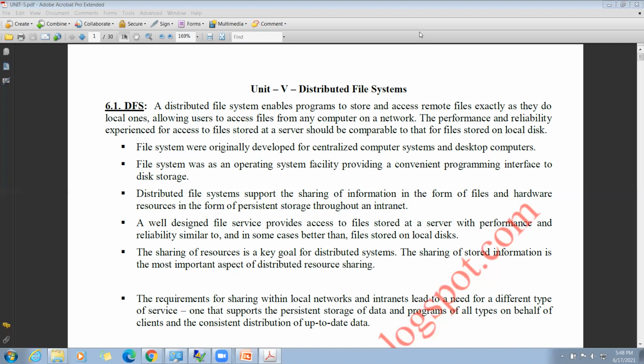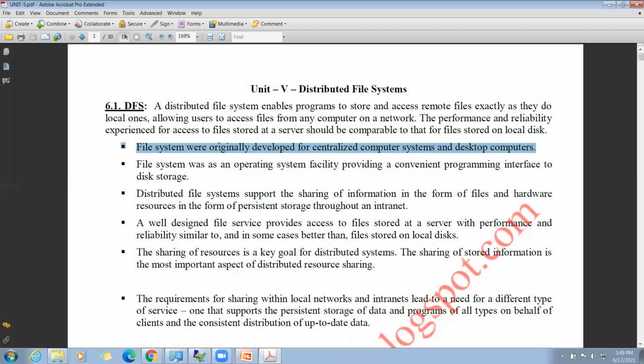Coming to the file system, see the point here. The file system was originally developed for centralized computer systems and desktop computers. Mainly, the file system was an operating system facility providing a complete programming interface to the disk storage. File system is like an operating system facility, and it provides a convenient programming interface to the disk storage.